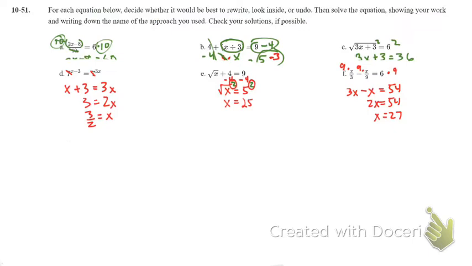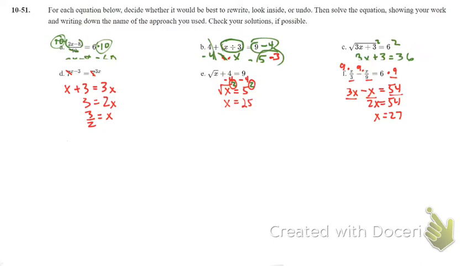For problem F, the lowest common denominator here is 9. So I'm going to multiply all 3 terms by 9. And that's going to give us the following line of 3x minus x equals 54. Solve for x, we get x equals 27.